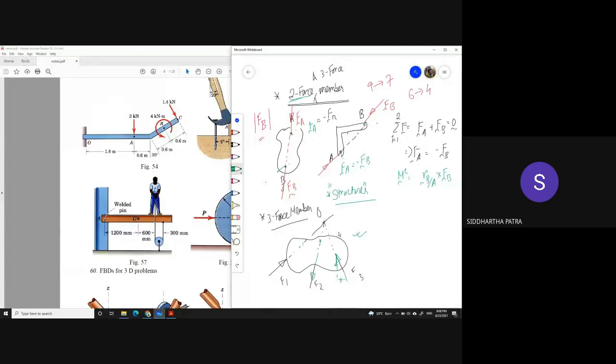So if the 2 force member reduces the number of unknowns by 2, a 3 force member reduces the number of unknowns by 1. So if you are dealing with 9, then it would become 8; 6 would become 5. So we'll apply all of this in the next class, where we'll be solving structures. Now let's move on to 3D problems.